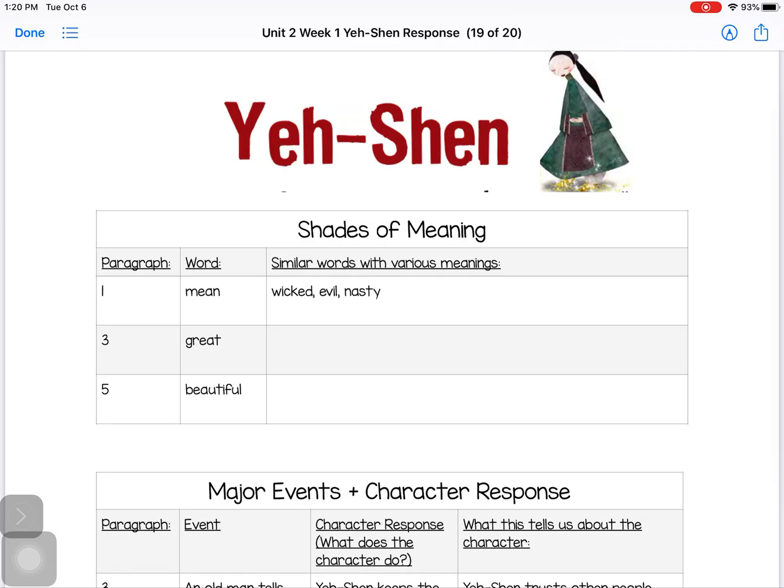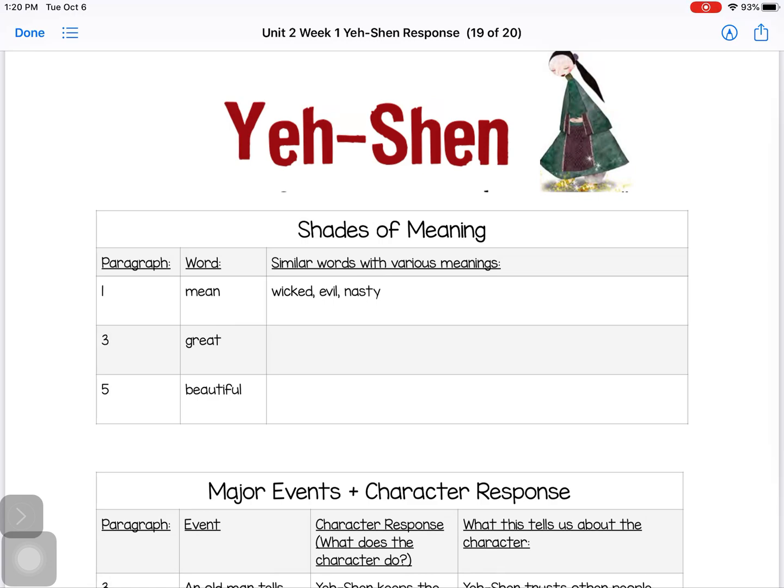You just listened to the story Yeh-Shen from our close reader, and we talked a little bit about looking at shades of meaning. So today for your activity, you're going to go in and look at a couple of other words. I've given you the paragraph so you know where to find them in case you want to use some clues around them to help you come up with other words and to see if you can replace that word in that paragraph with the similar words you come up with if it still makes sense.